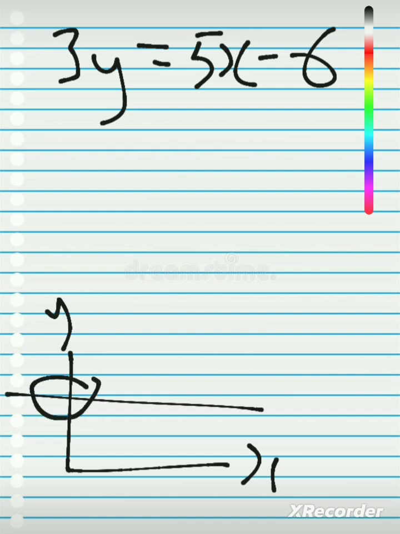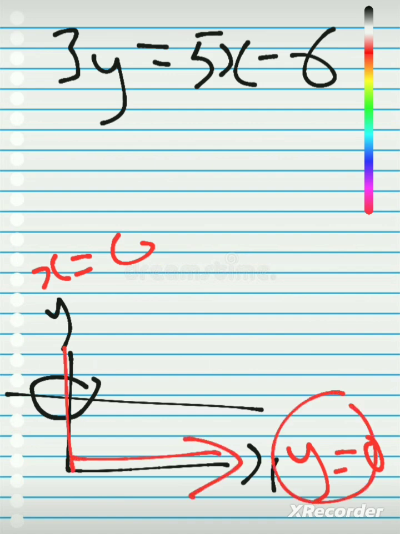So the rule is, on the y-axis, the x values are always 0. And on the x-axis, the y values are always 0. That's the rule. So anything you're doing with graphs, on the y-axis, the x values are 0, and on the x-axis, the y values are 0. Wherever this line passes the y-axis, the value of x there is 0.